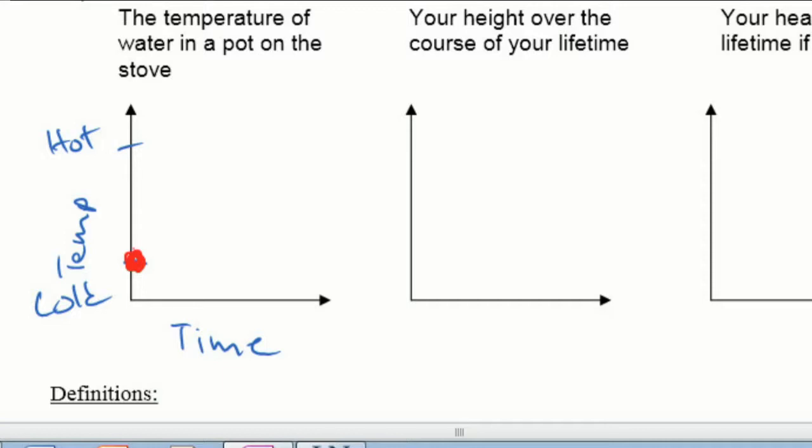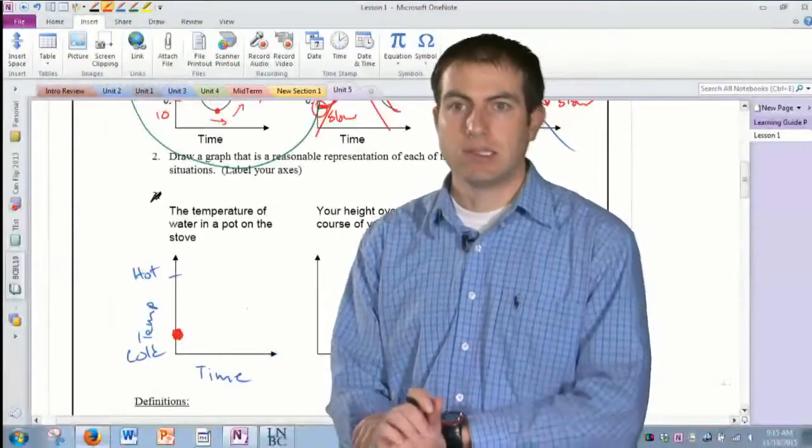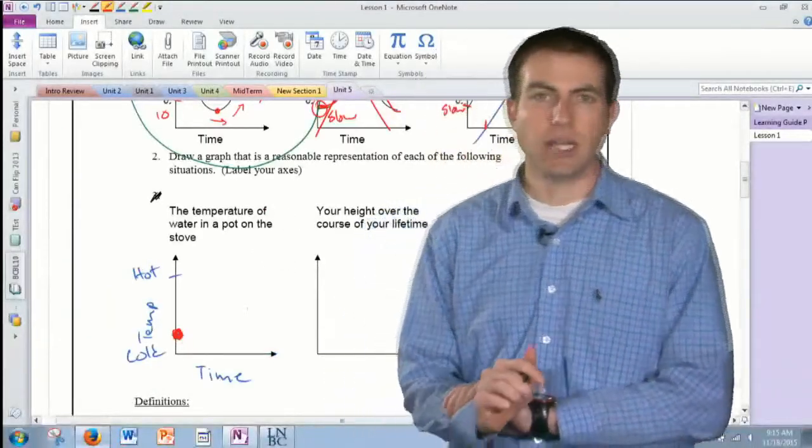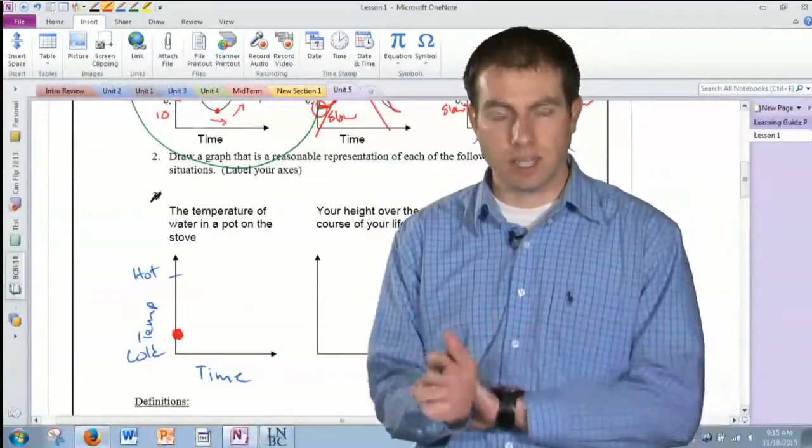Is my temperature going to go up forever? Is my temperature going to increase or stay the same over time? What sort of line should I draw here? Will a pot of water increase forever? Or is there a limit to how hot water can get on a stove? It'll stay the same eventually. Yeah, so it's going to increase and then it's going to stay the same.